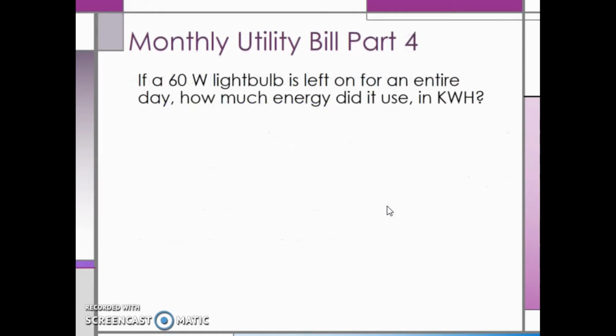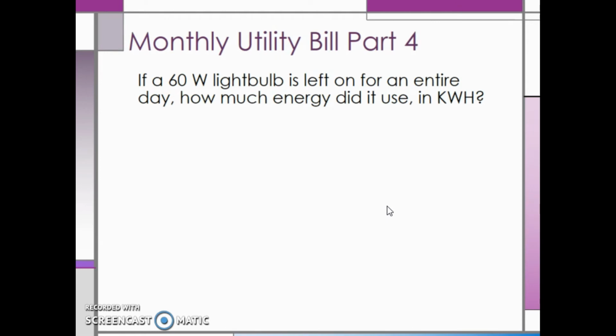Now let's go through a few more calculations related to this energy bill. If a 60-watt light bulb is left on for an entire day, how much energy did it use in kilowatt hours? Kilowatt hours is essentially the number of kilowatts used multiplied by the number of hours they were used over. We can first convert 60 watts into kilowatts by moving the decimal point 3 places to the left. That means 60 watts is equal to 0.06 kilowatts.